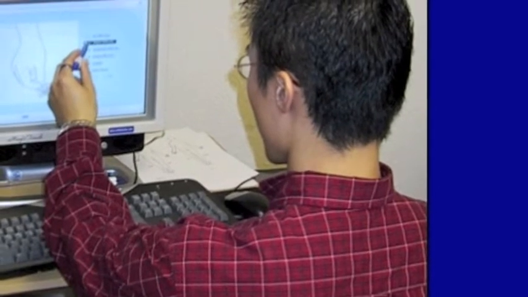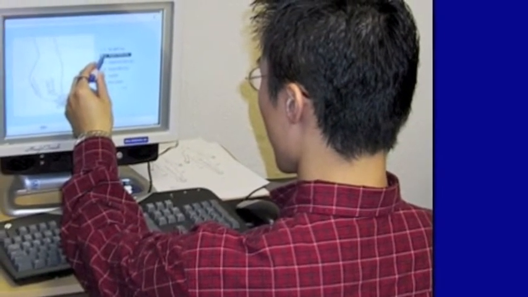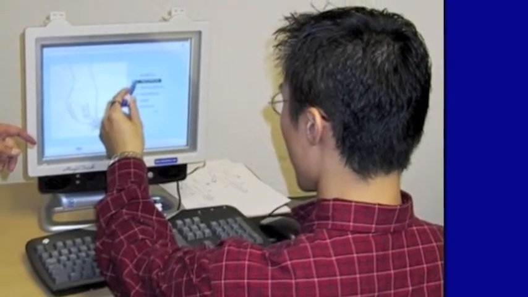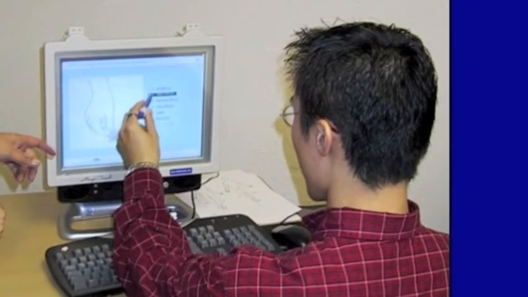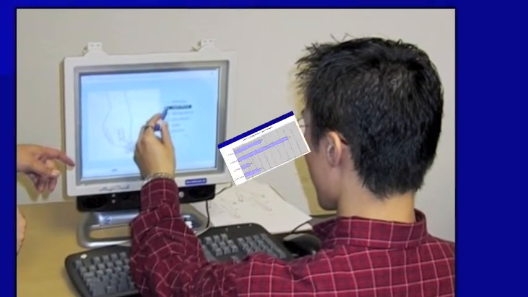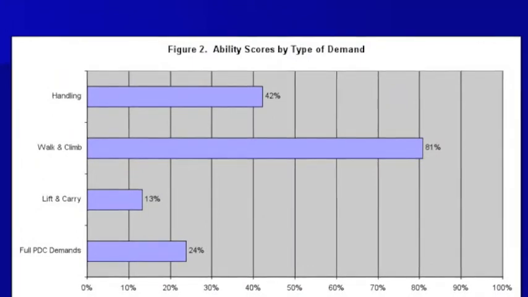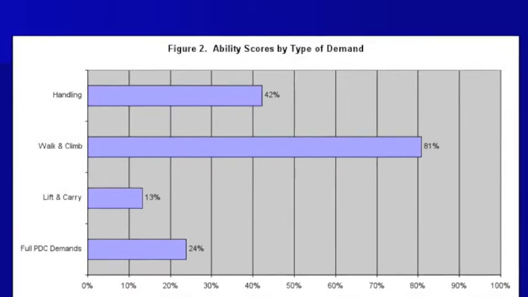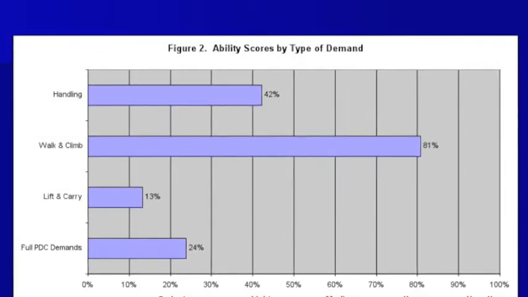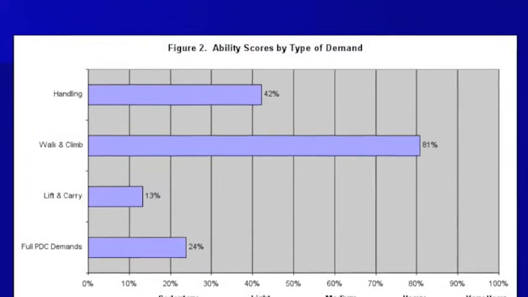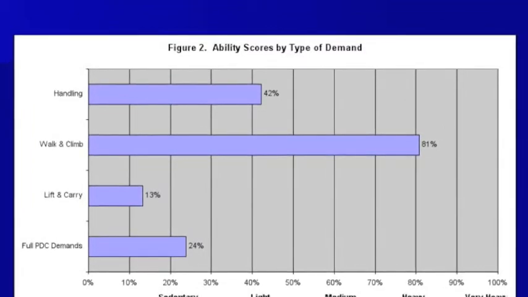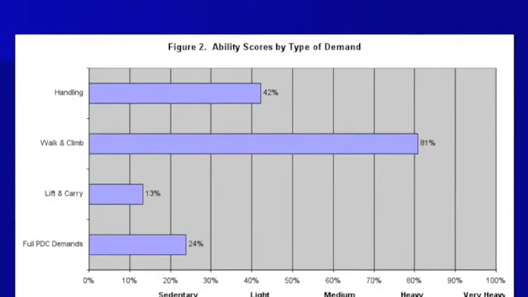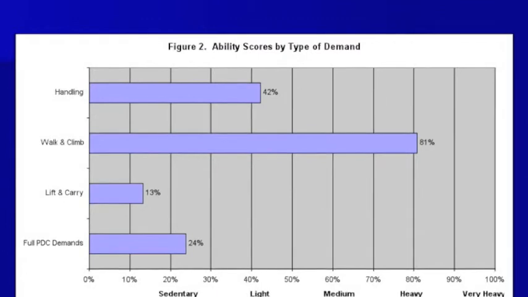Computer administration using the touchscreen or mouse allows the 50-item MTAP 2.0 to be administered in about 8 minutes to 10 minutes. Sophisticated analysis of the data is immediate and automatic and provides output in terms of the work demands that the person is capable of performing. There's a rating in terms of full physical demand characteristics of work and the 3 major factors that compose PDC level: handling, walking and climbing, and lifting and carrying.